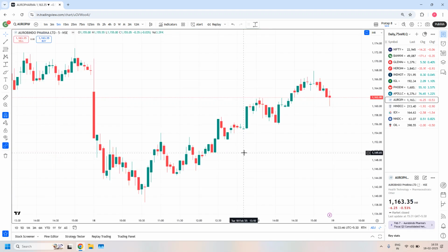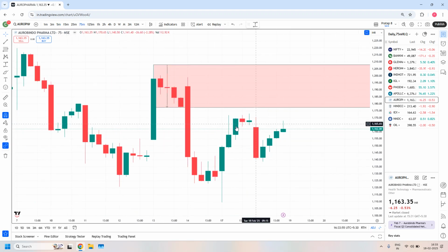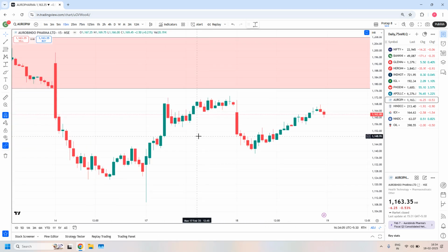Next one is Aurobindo Pharma. Aurobindo Pharma is a 75 minutes high liquidity supply zone. Rally, 1, 2, 3, 4 base candles and a drop candle. Is it having any fine-tuned 15 minute zone? No. Why? Go to the 15 minutes, you will get clarity.